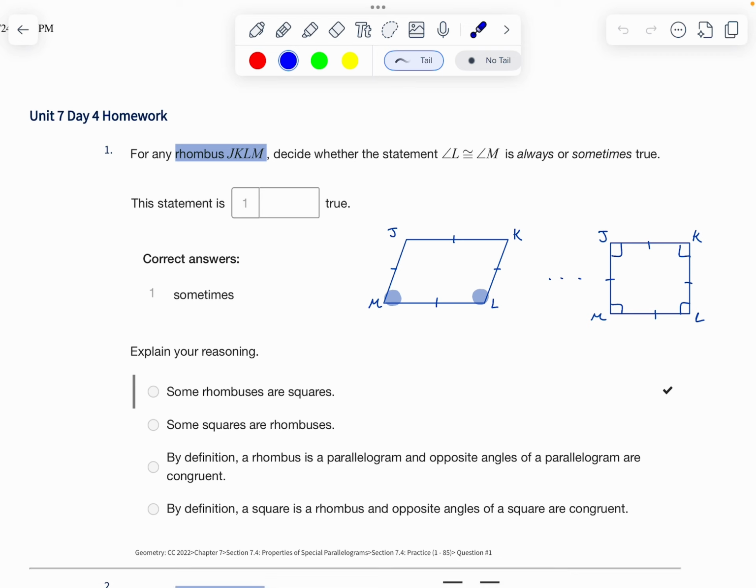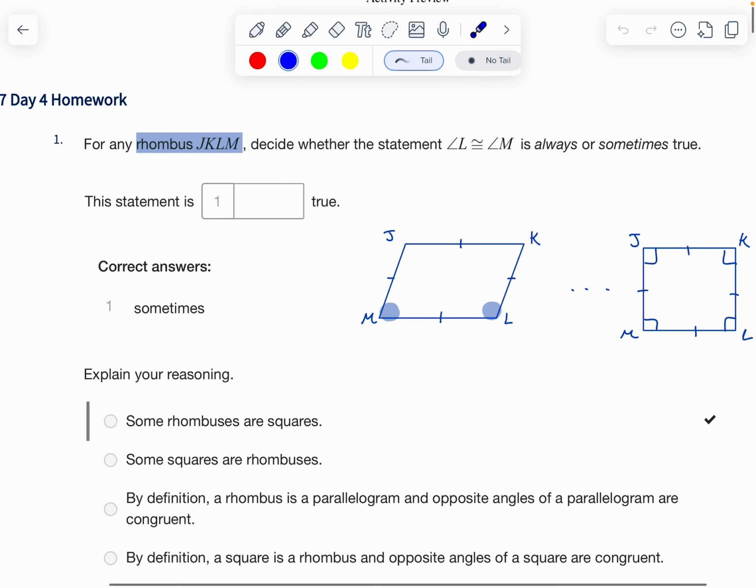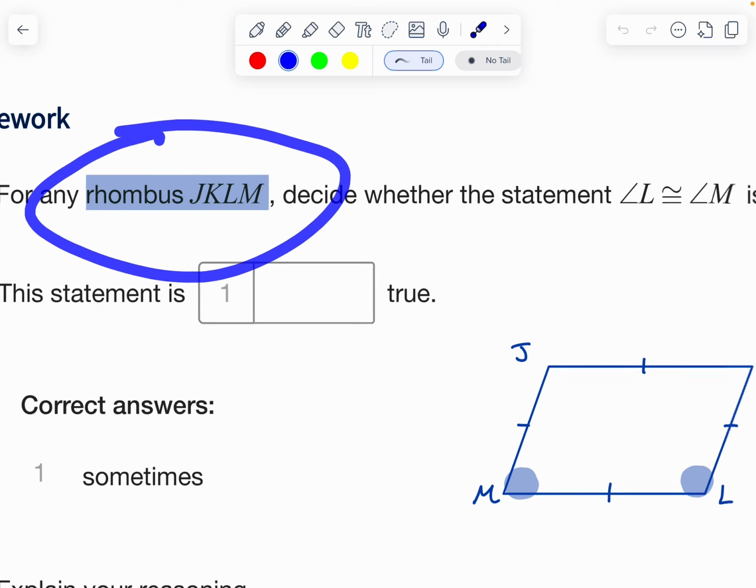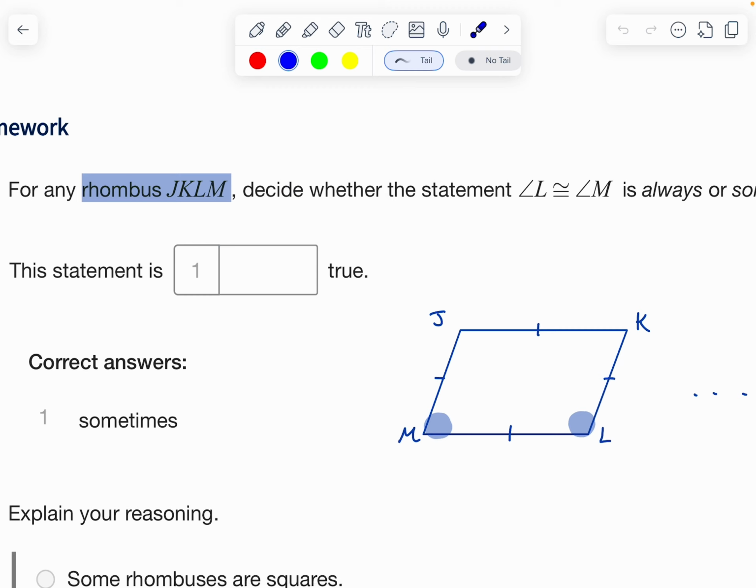Question 1. For any rhombus JKLM, decide whether the statement angle L is congruent to angle M is always, sometimes, or never true. I think the only options were sometimes or always. Because it is a rhombus, the one thing that we know about rhombuses, at least the very basic thing, is that all 4 sides are congruent.